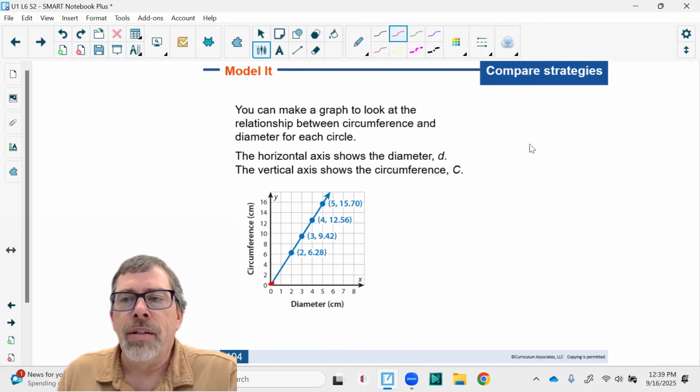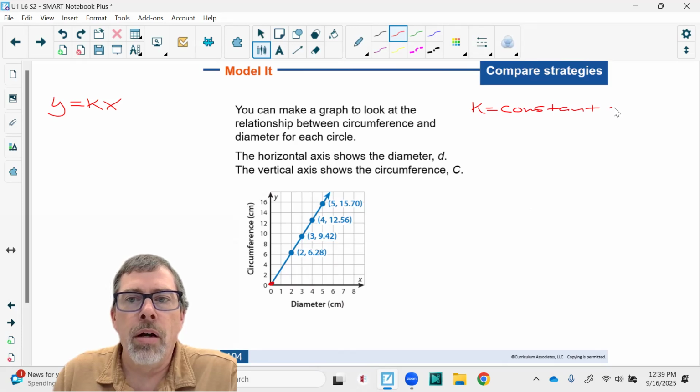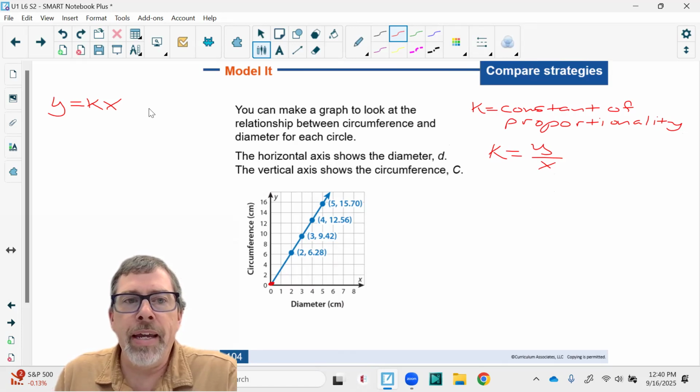This is a y equals kx formula. So this is what we've been working on, y equals kx, right? Where k is the constant of proportionality. This is what the quiz was just on. And it all boils down to k equals y divided by x. And once we find k, we can put it in here and we have the equation of this line.